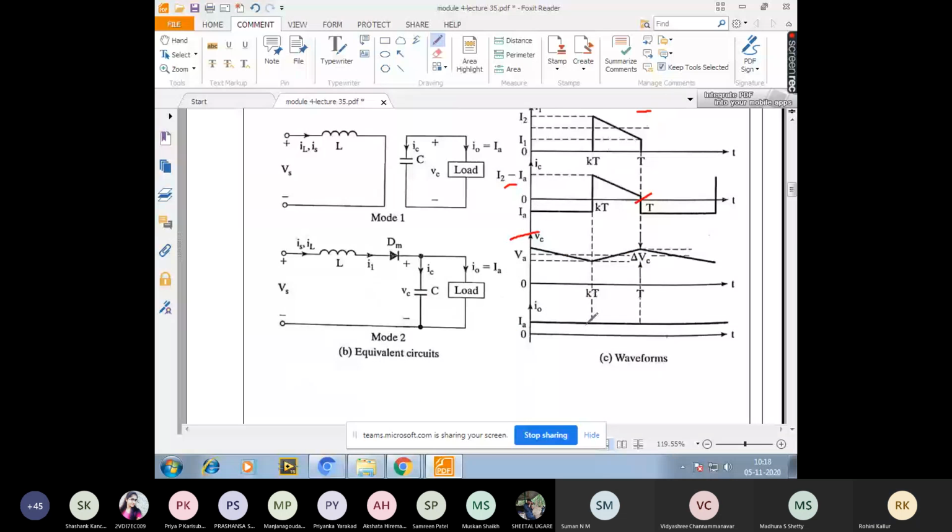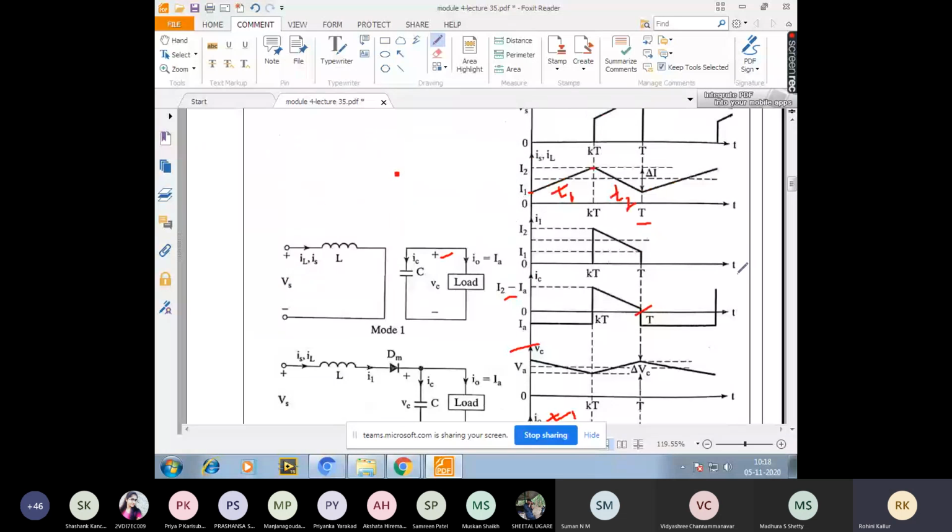This is I0. I naught is the current through the load. Initially during mode 1, for a duration T1, you have the current IA with this particular amplitude, and here also we have the same. This is because of the inductor current in the circuitry, and this is because of the capacitor current on the load side during mode 1.